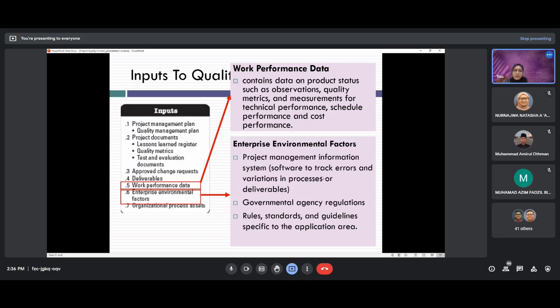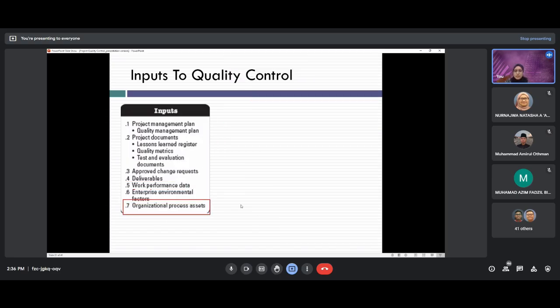This is the project management information system. It is a system that is developed by your organization. Maybe your organization has software that can track errors. So this is one of the systems. And government agency regulations, like I mentioned just now, if you are in Shah Alam, then you need to know who your local authority is and what their regulations are. What are the rules, standards, guidelines, and specifications that you should know in order to work in that area? And the last one is organizational process assets.